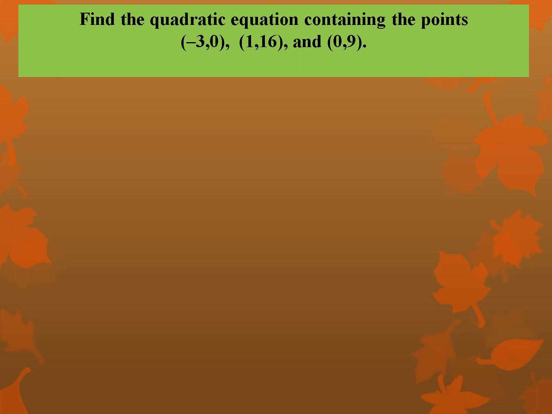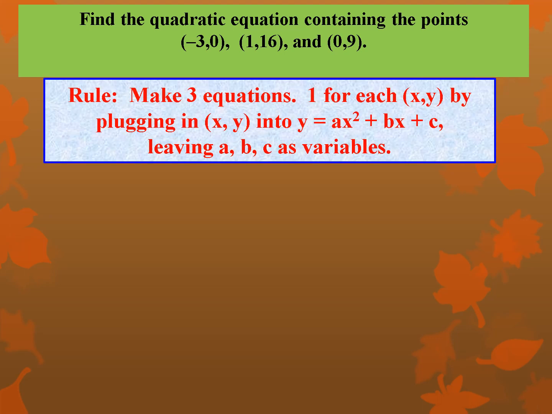So I want to find the quadratic equation containing the points (-3, 0), (1, 16), and (0, 9). Okay, so whenever they give you 3 points, you're going to want to utilize standard form. So when they give you 3 points, you're going to want to use standard form.